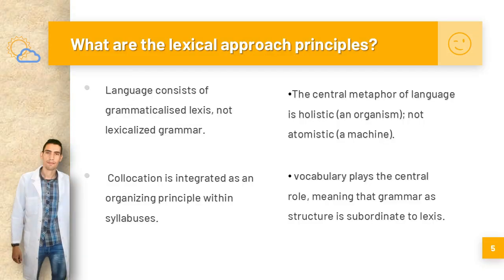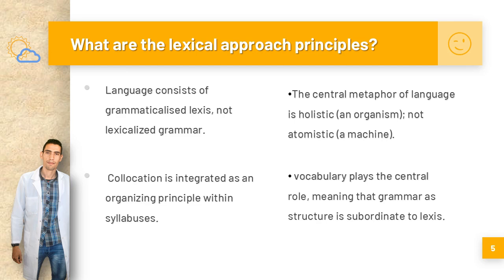Here are the principles. Can I read them? So the question here is, what are the lexical approach principles? Right here we can see 4 principles, and the first one is, language consists of grammaticalized lexis, not lexicalized grammar, so not the opposite. The second one says that collocation is integrated as an organizing principle within the syllabus, so it's very important. The central metaphor of language is holistic, as in an organism, not atomistic, as a machine. So it's a whole rather than a part. And vocabulary plays the central role, meaning the grammar as structure is subordinate to the lexis. So, lexis comes before grammar.